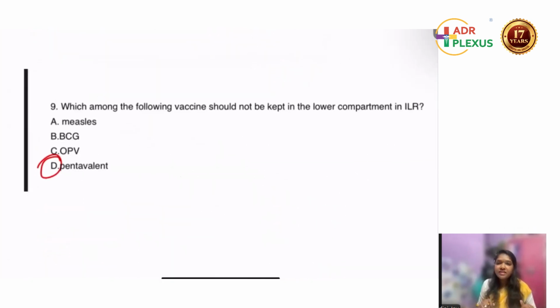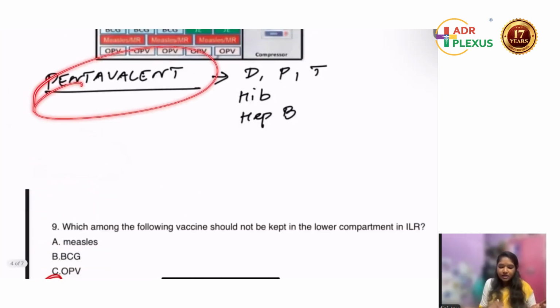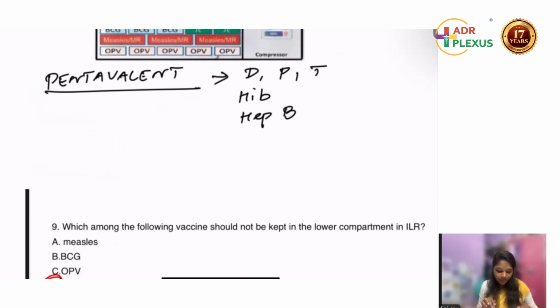And this question also we discussed in the class. There are a few set of MCQs we discussed in the class, which was one among this. Which among the following vaccines should not be kept in the lower compartment, which means the freezer compartment. So measles, BCG, OPV and all can be kept, but pentavalent should not be kept. So if you know the components of pentavalent, D and T, we have already discussed, you should know that D and T should not be freezed.